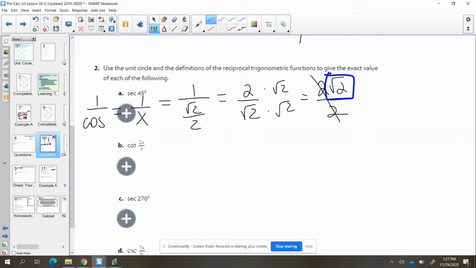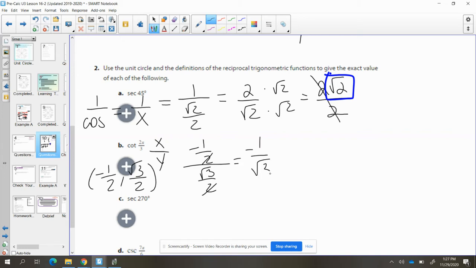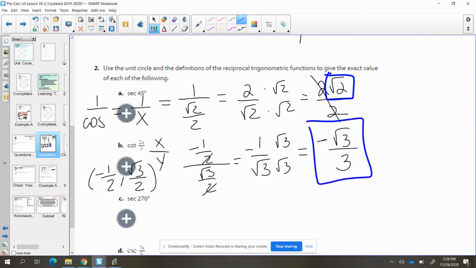Okay. Cotangents, again, are the opposite of your tangents, so they will be the x value over the y value. Now, in this case, 2 pi over 3 is located at negative 1/2, square root of 3 over 2. So this time when we create our fractions, it's going to be the x value over the y value. Denominators cancel, and this is going to look really similar to what we were doing before with tangents. And we know that this then becomes negative square root of 3 over 3.